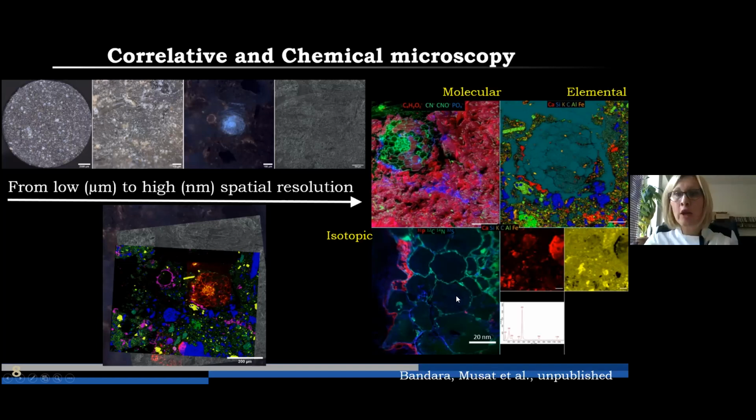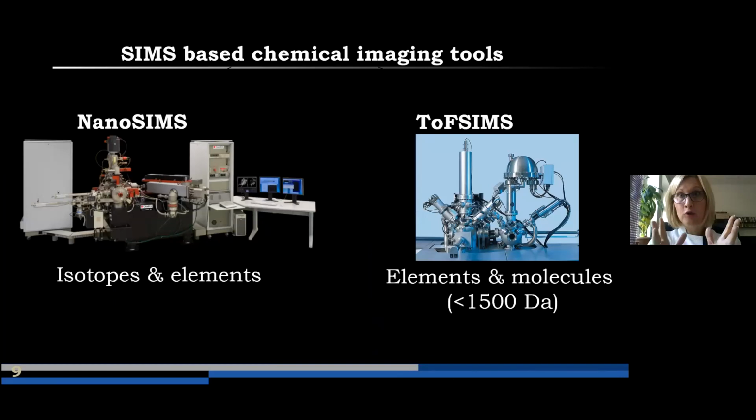Nevertheless, in order to correlate, what you will need to do is basically to register an image on top of each other. And usually you have to use one image as a host to register the other on top. And then at the end, you get information about the structure, so the morphology of your components, plus molecular, elemental, and isotopic composition.